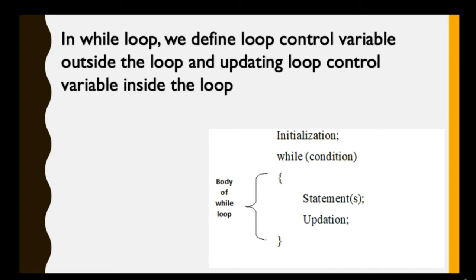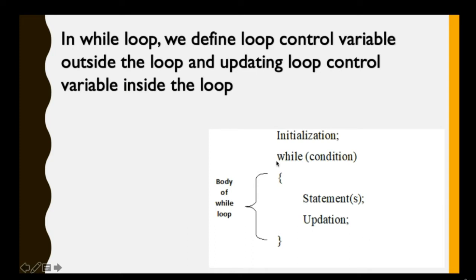Okay, in this picture we have a while statement, and before the while statement there is initialization, and inside the while statement we have updation. So what are this initialization and updation? I will explain now. First of all, we have to define the loop control variable outside the loop, and that is the initialization. We define the loop control variable before the while statement. Then we define the while statement.